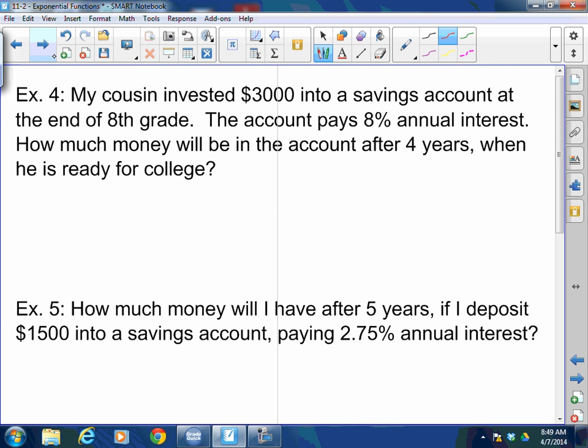Okay, what about this? My cousin invested $3,000 into a savings account at the end of 8th grade. The account pays 8% annual interest. How much will be in the account after 4 years when he is ready for college? Well, y equals my original amount of $3,000 times, this is paying you an amount, so it's going to be an increase. So it's going to be 1.08. It's going to be a growth to the x power, where x is the number of years. And that's going to be 4.